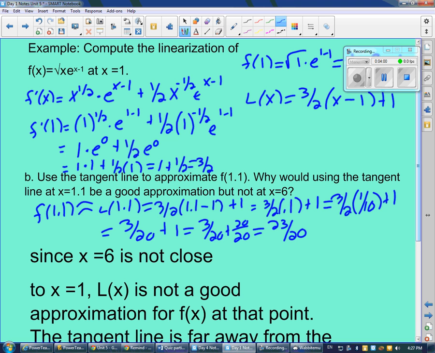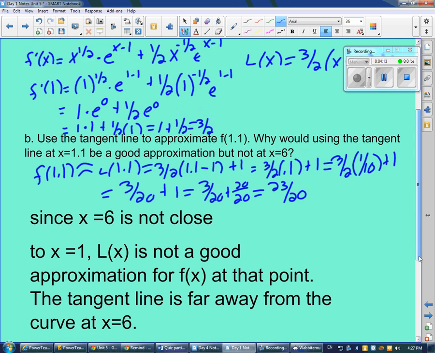So this is my approximation, and the whole point of linearization is that we can approximate it without a calculator. If I plug 1.1 in here, it's impossible to figure out what the square root of 1.1 is, or e to the 0.1, without a calculator.